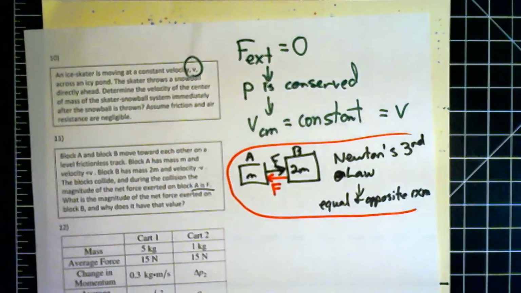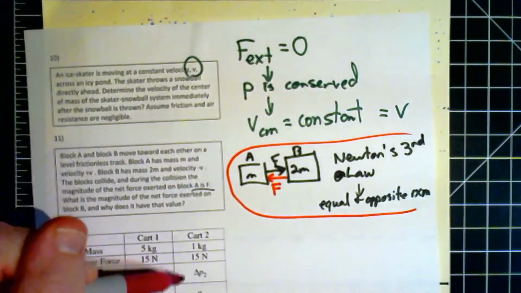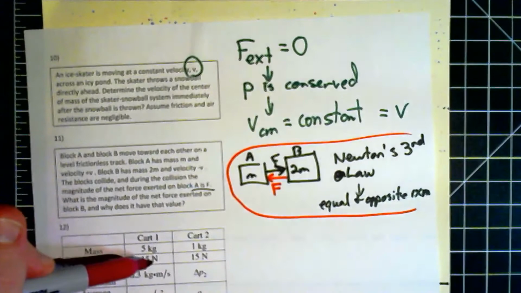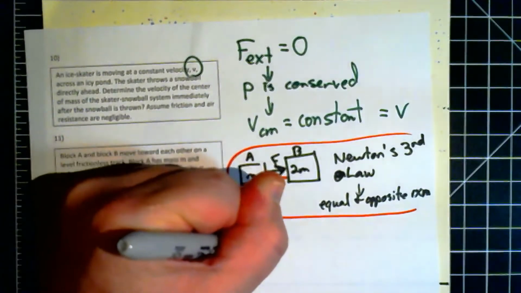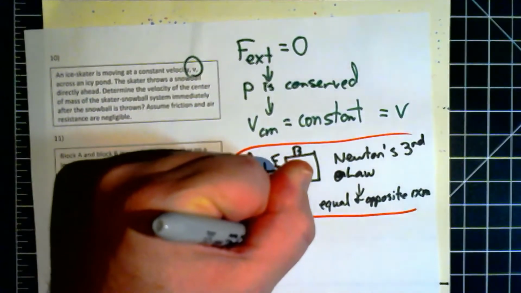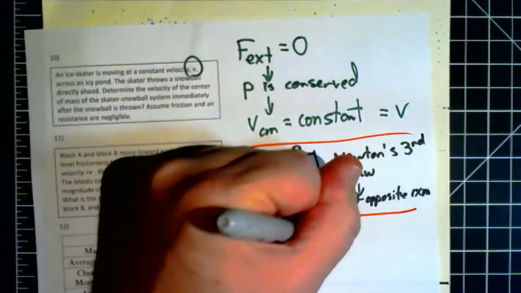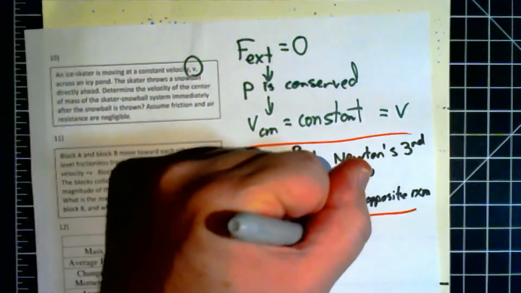All right, question number 12. We've got some data. There's two carts. Each cart has a mass, 5 kilograms and 1 kilogram. They both have the same force. They give us the change in momentum and average acceleration of cart 1, and then it asks to find those two values for cart number 2. So in this case, they give us all this information for cart number 1. And so I'm going to use the impulse-momentum theorem, which says the average force times the time interval is equal to the change in momentum.